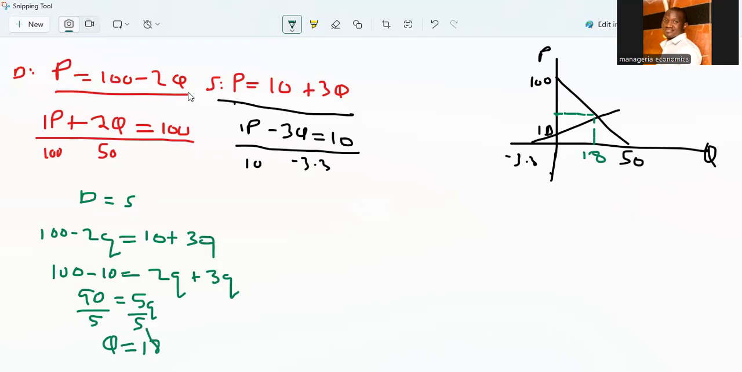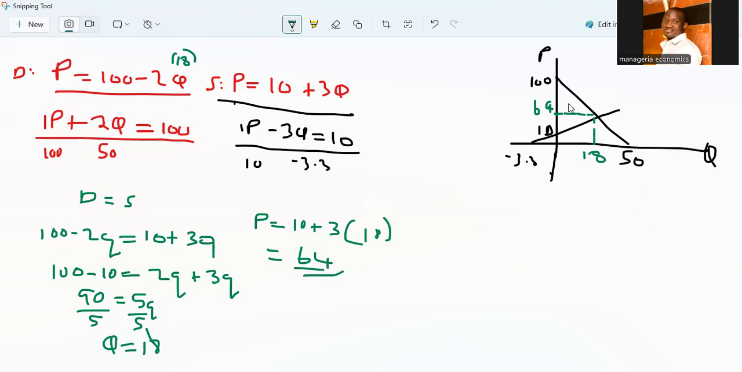How to find our P? We can use any of these ones since they're both starting with a P. Usually the supply is easier because there's a positive there, it's easy to add, but we still get the same answer. So where there's Q, put 18. 3 times 18 is 54. 54 plus 10 is 64. So meaning here we're going to put 64. So this is how the sketch will be. Suppose we put our Q here as 18. What do we get? 2 times 18 is 36, from 100 is 64. So this is called our equilibrium.